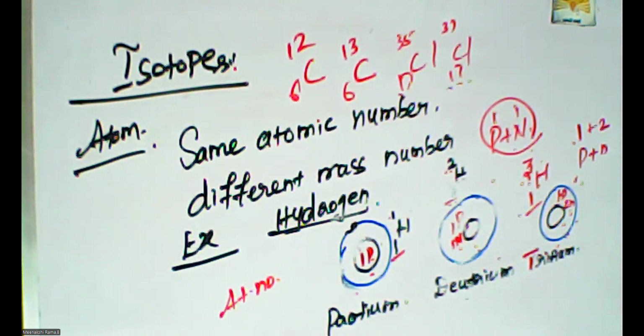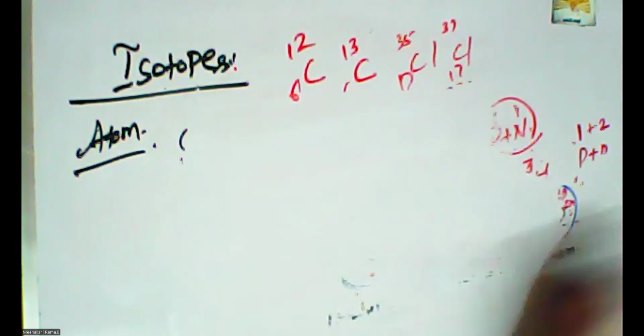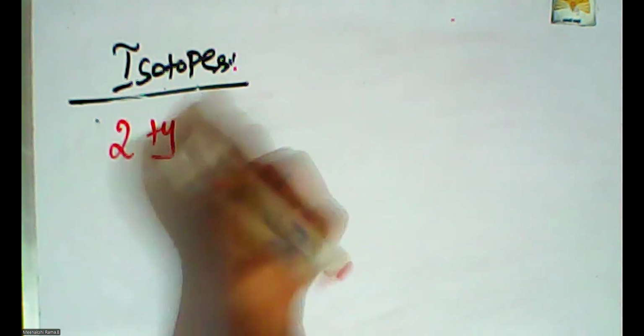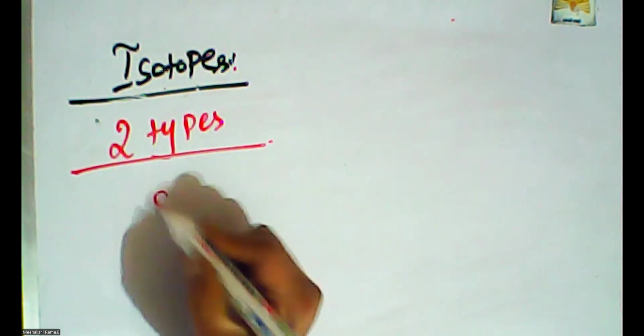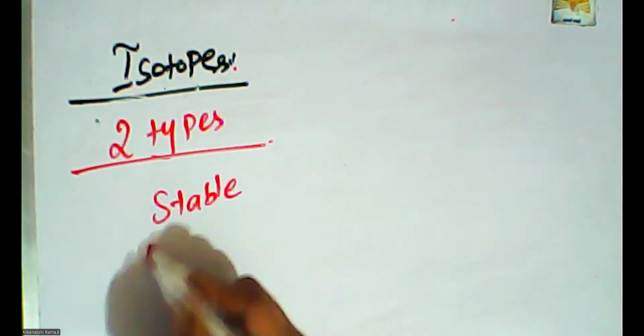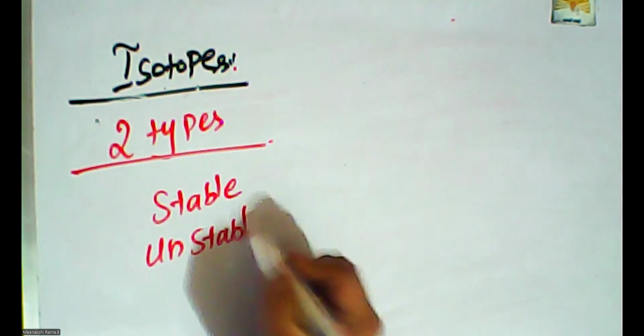So on the basis of these examples, isotopes are defined: different atoms of the same element having the same atomic number but different mass numbers. Okay. In these isotopes, there is one more concept. There are 2 types of isotopes, stable and unstable. The stability changes.